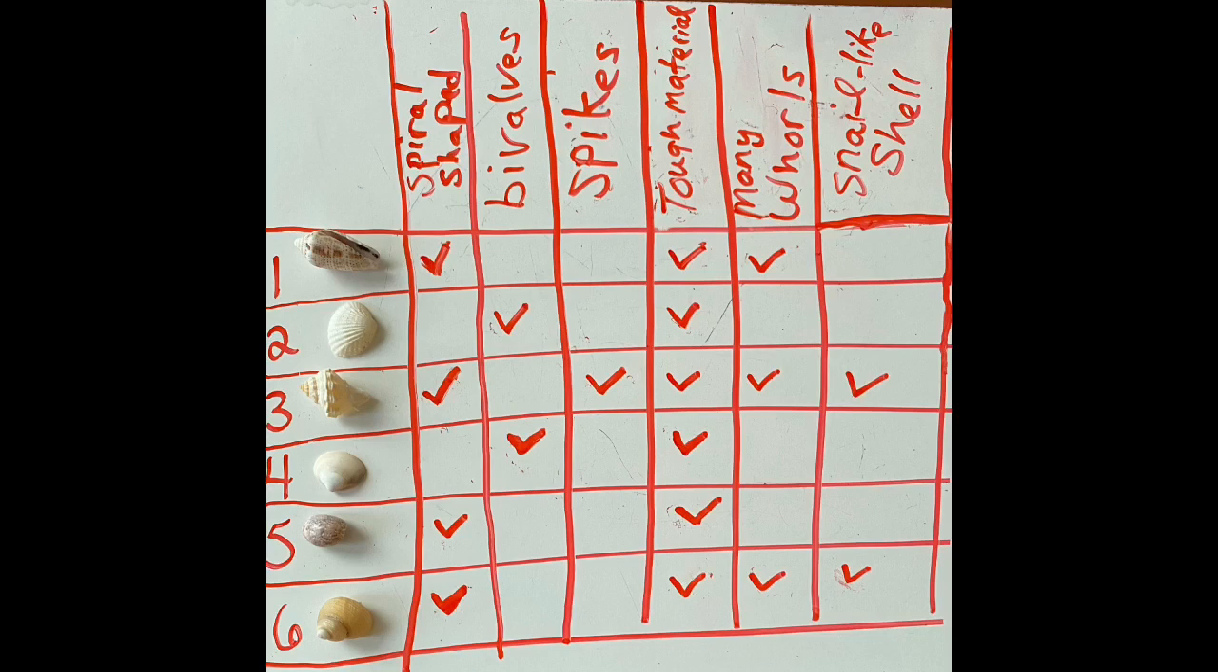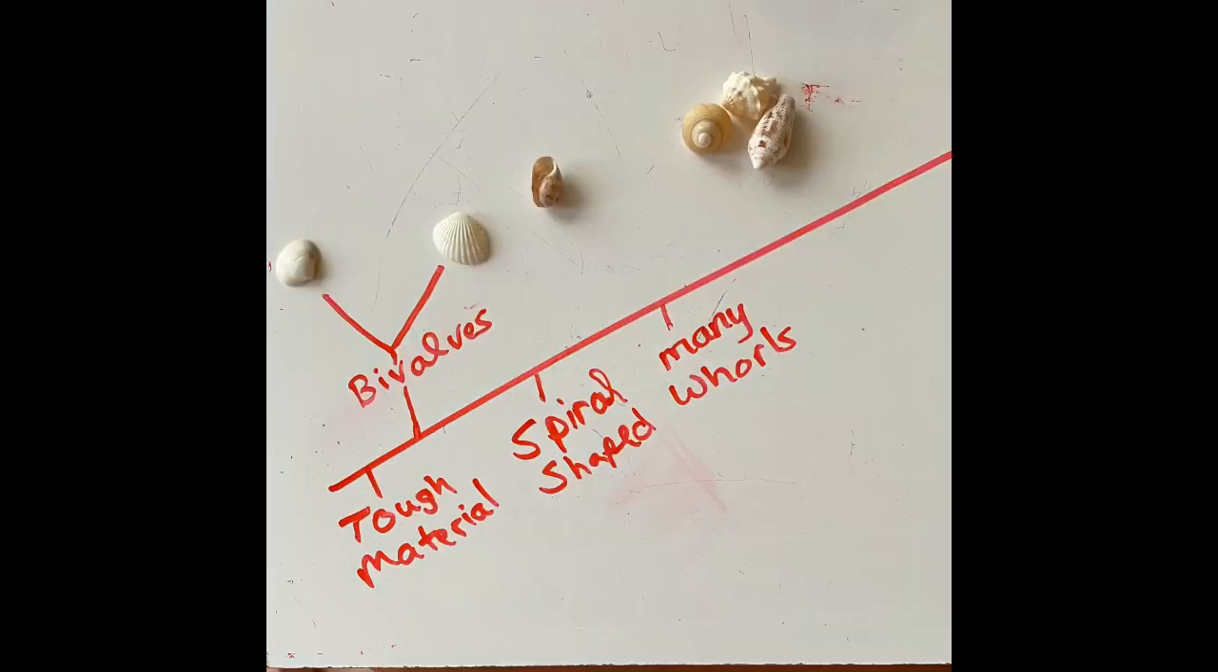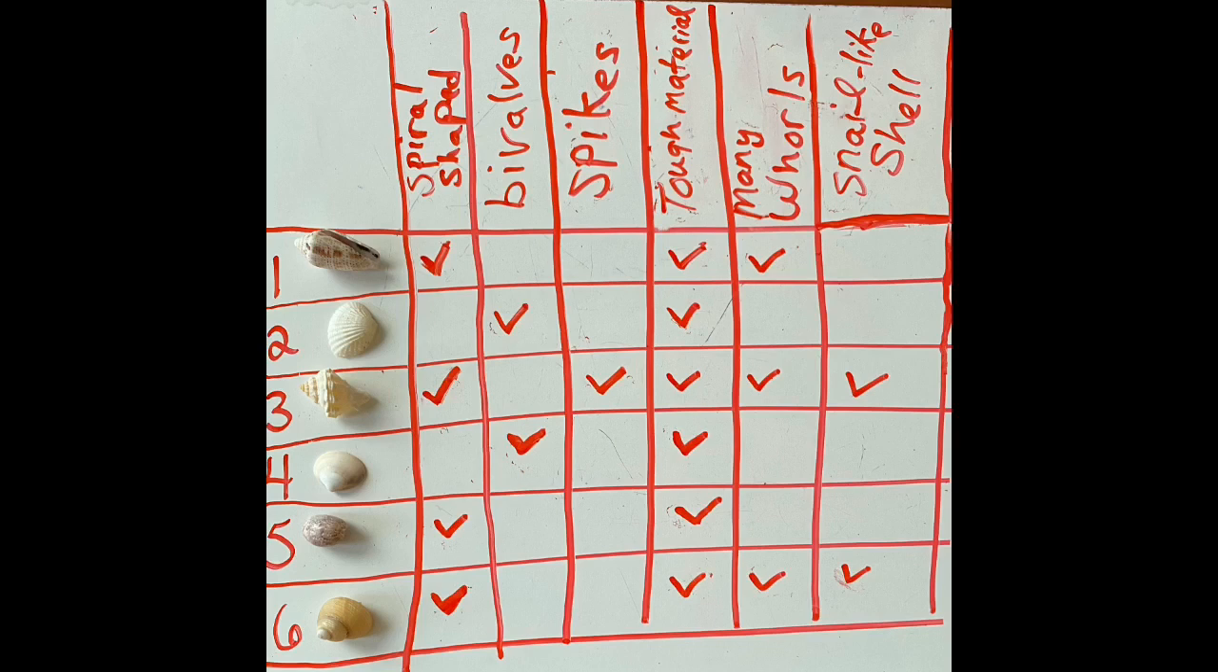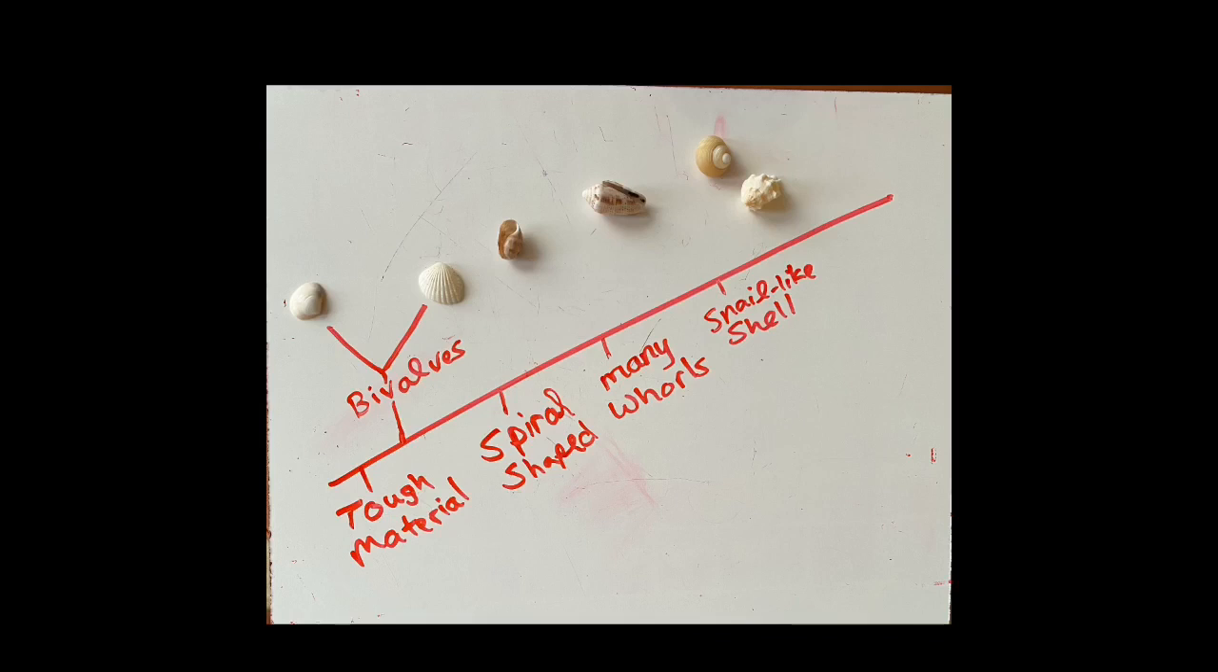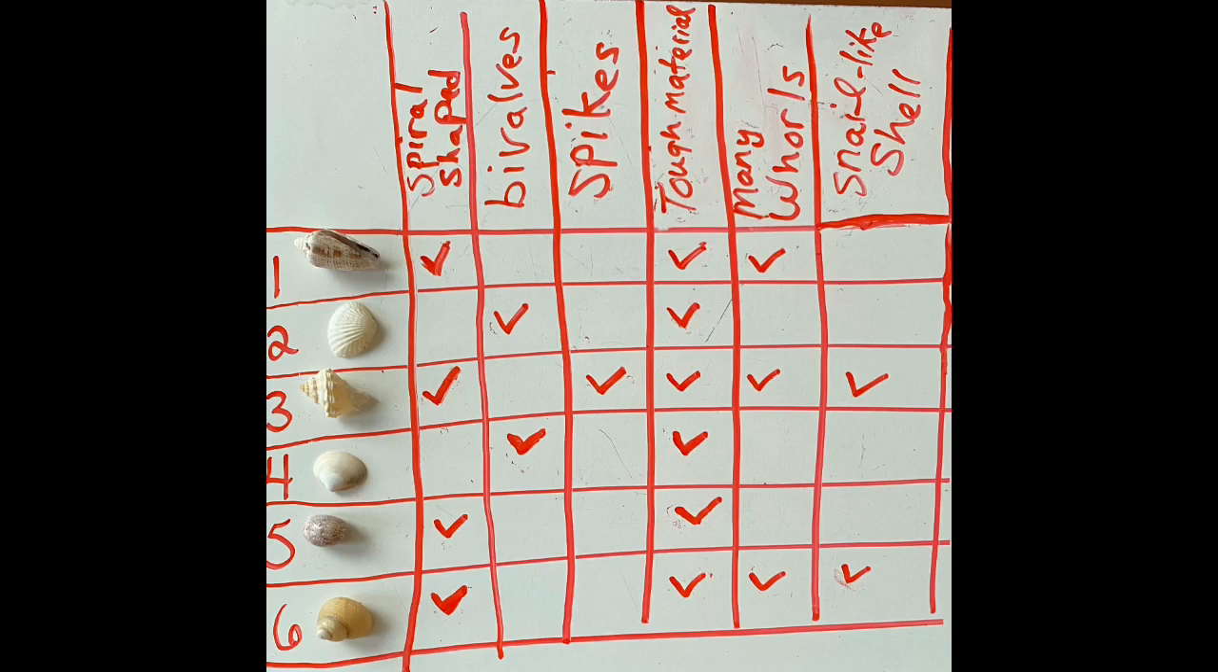After tough materials and spiral shape, the next most common characteristic would be many whorls. One of the spiral shaped seashells doesn't have very many whorls, so 3 get to move on the cladogram while the other remains behind. Back to the chart, I look at the column that has 2 check marks, and that one would be snail-like shells. I know bivalves also has 2 checks, but we've already accounted for those guys. Out of the 3 remaining shells, 2 of them look very much like snail shells. That leaves us with the last remaining characteristic, which is spikes.